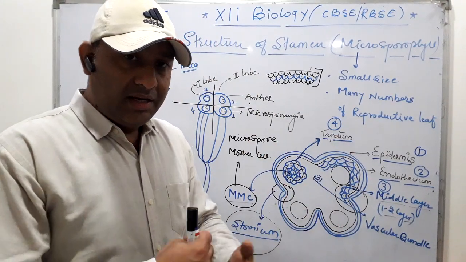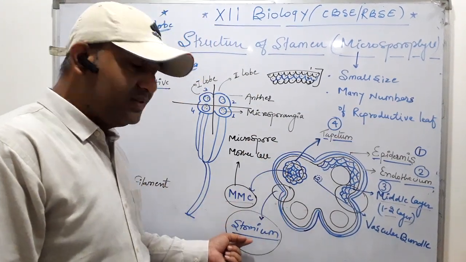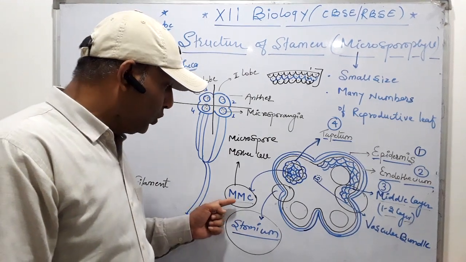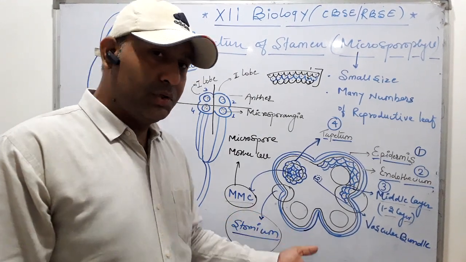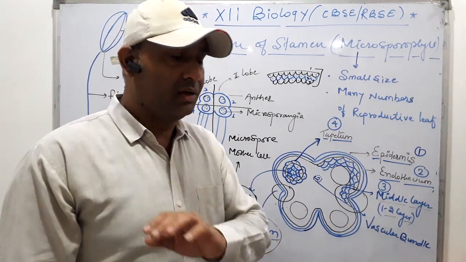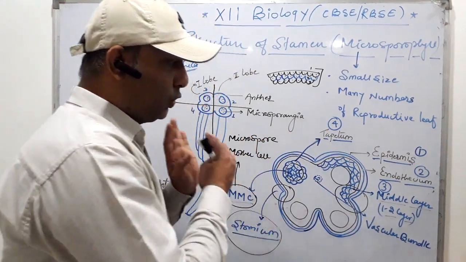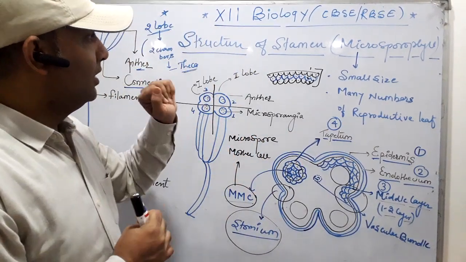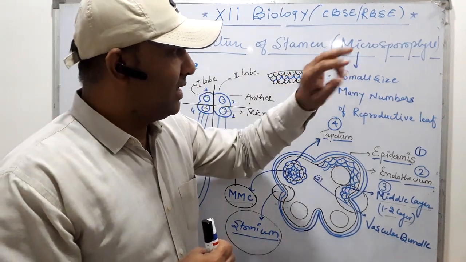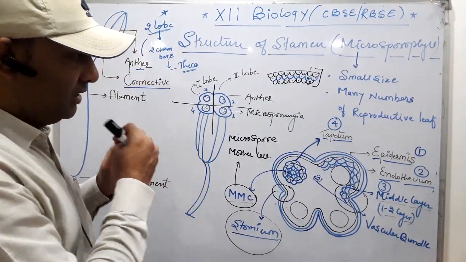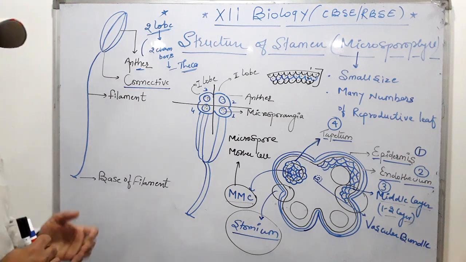And the innermost structure is called sporogenous tissue or MMC, the microspore mother cell, for gametogenesis, for the production of pollen grain. So this is the structure of the microsporangium, and the structure of the stamen, and then the microsporophyll. You can take a screenshot of this diagram so you can easily understand.